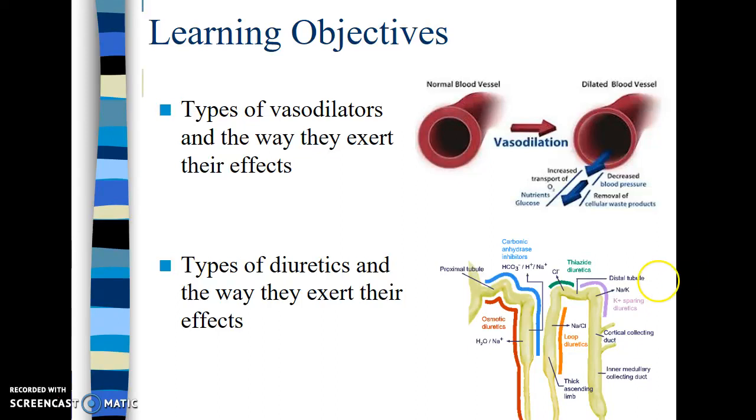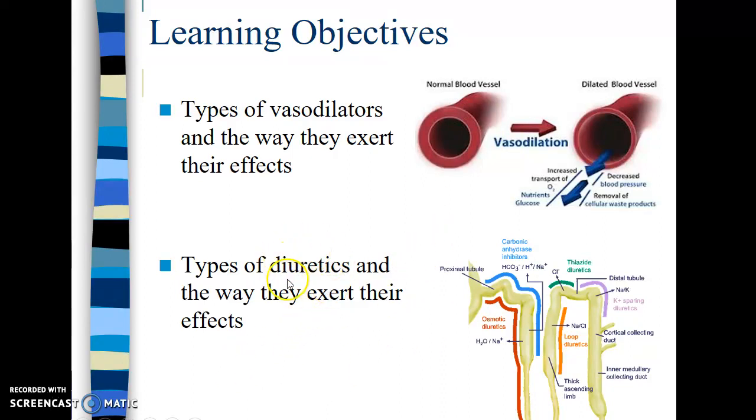So the first type are vasodilators, and vasodilators help in a very basic way. They help with making it easier for a diseased heart to push blood around the body, and they do that by increasing the diameter of the blood vessels. And doing that just makes it easier to push the blood around in the body by a sick heart or weak heart. And then the second type of drugs we're going to talk about are diuretics.